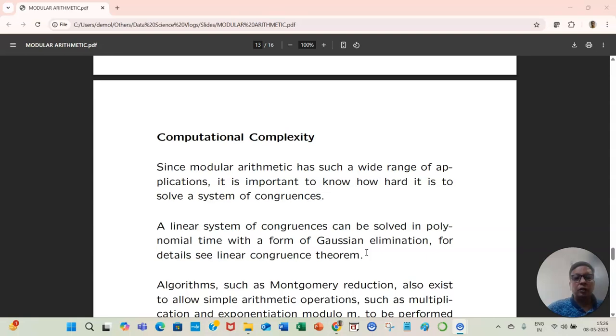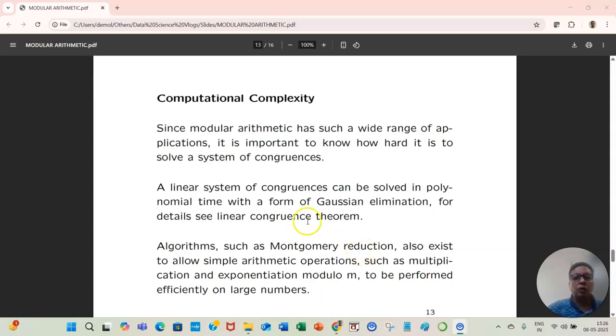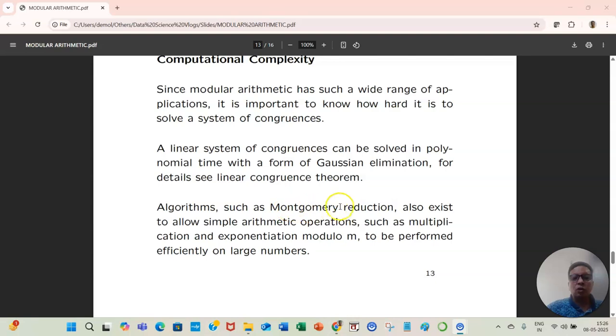Let us finish with a bit of talk on computational complexity. Since modular arithmetic has such a wide range of applications, it is important to know how hard it is to solve a system of congruences. A linear system of congruences can be solved in polynomial time with a form of Gaussian elimination. For details, see the linear congruence theorem. Algorithms such as Montgomery reduction also exist to allow simple arithmetic operations such as multiplication and exponentiation modulo m to be performed efficiently on large numbers.